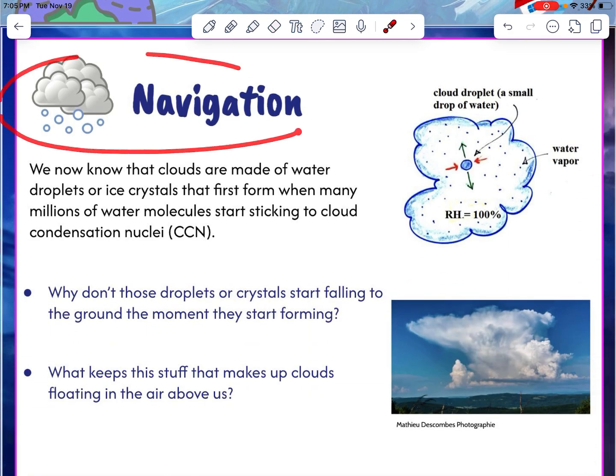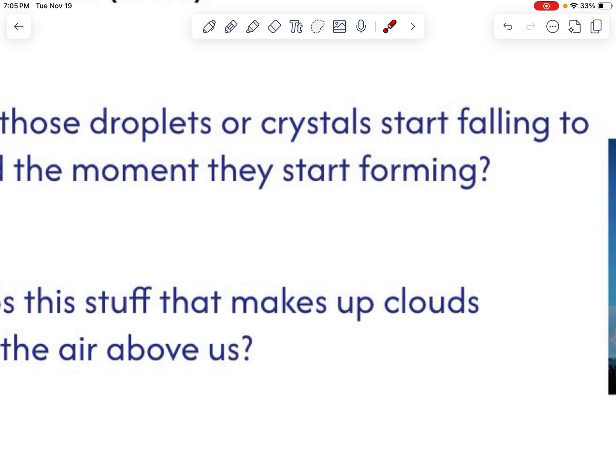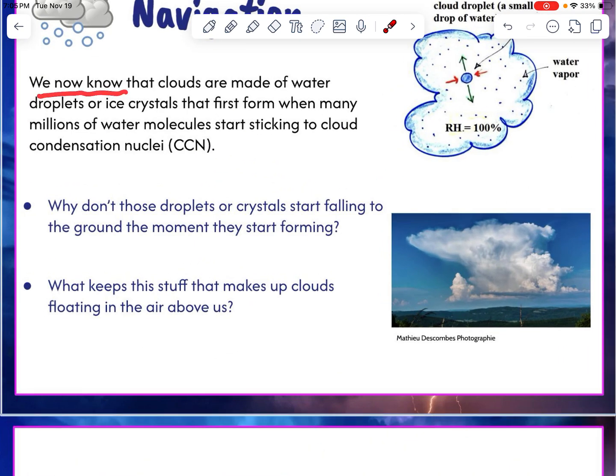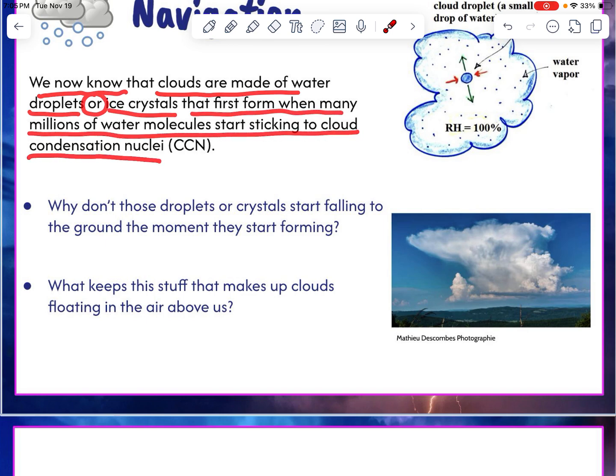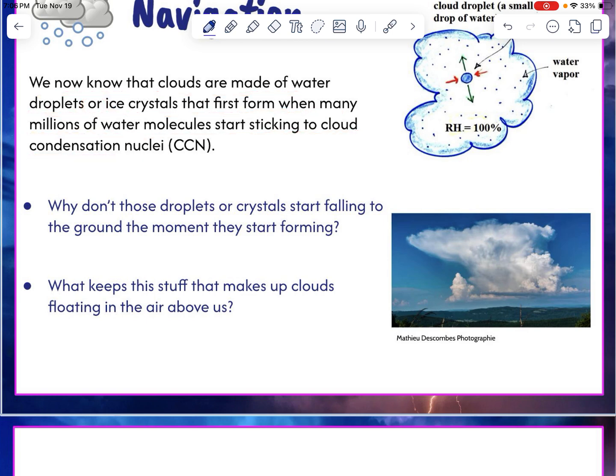So in our navigation, which is kind of our recap of what we learned last time, we now know that clouds are made of water droplets or ice crystals that first form when many millions of water molecules start sticking to cloud condensation nuclei. Do you remember the examples of what a cloud condensation nuclei can be? Let's get some participation. I heard ash, good job. Pollen, oh yeah, pollution. Even tiny bits of salt kicked up by the seawater.